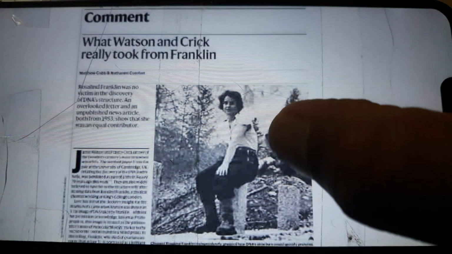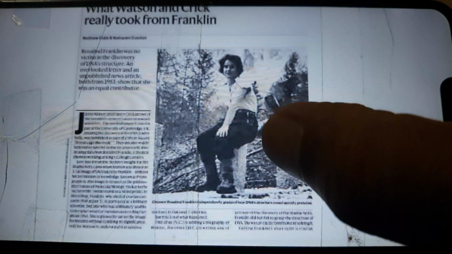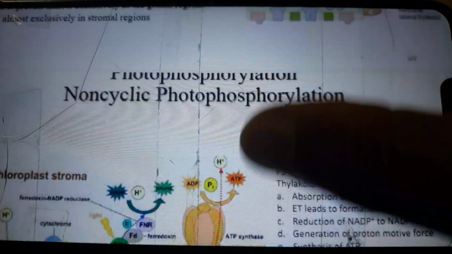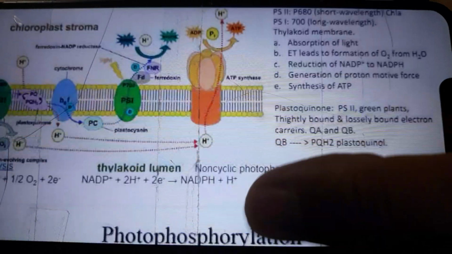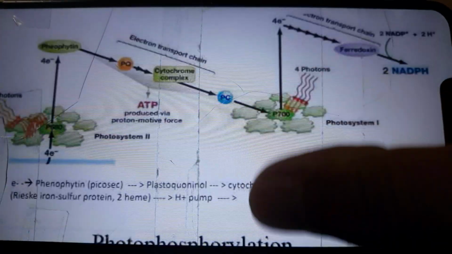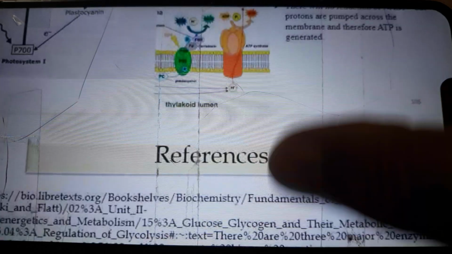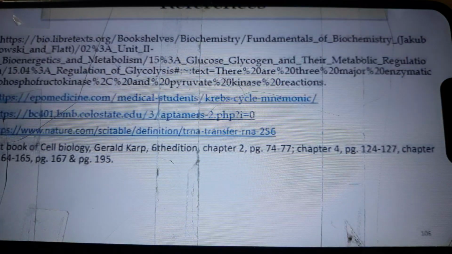And comment on when Watson and Crick really took from Franklin what they took. Photophosphorylation: non-cyclic photophosphorylation, cyclic photophosphorylation, right? And these are the references. So that's it for this chapter.